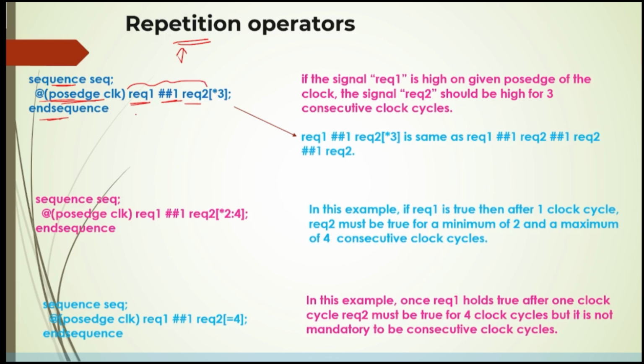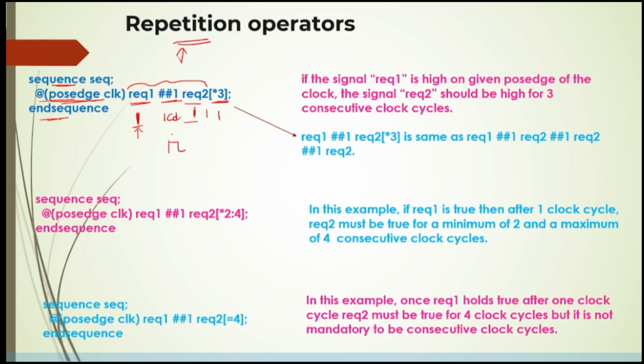What happens now? As soon as request 1 is high, after one clock cycle delay, request 2 should be high. Clear? So this is the condition. But the same thing should happen 3 times. That means after request 1 is high, then for 3 continuous clock cycles, request 2 should be high. Clear? If any of this condition fails, the assertion will fail.